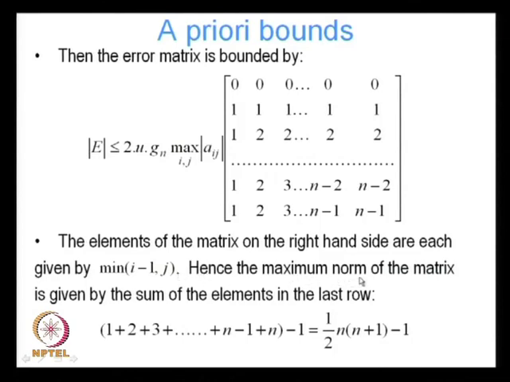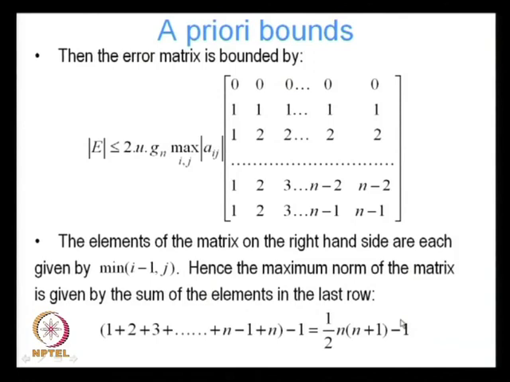Hence, the maximum norm of the matrix is given by the sum of the elements in the last row. Recall what is the maximum norm? It is the sum of the elements in each row, maximum of that. So, I have taken that my last row is going to contribute that, and that is going to be 1 plus 2 plus 3 plus up to n minus 1 plus n minus 1. I have grouped these terms together. You can see these are the sum of the first n natural numbers, which is given by half n times n plus 1, so this is half n(n plus 1) minus 1.